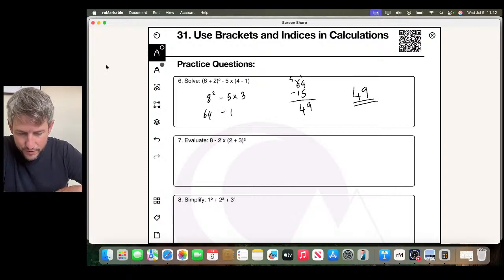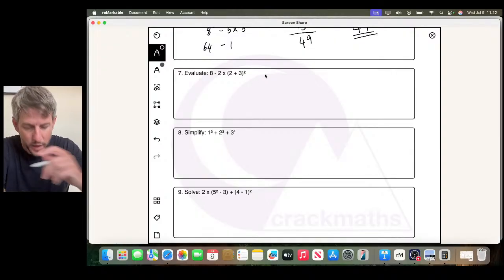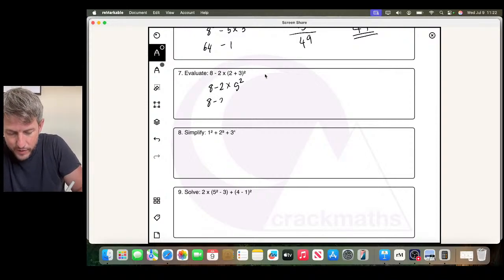Okay, question 7. Evaluate 8 minus 2 times 2 plus 3 all squared. So let's do it bit by bit. So we've got 8 minus 2. I'm leaving this to the end because the takeaway in these situations is actually what we're going to do last. So we've got 8 take away 2 times 5 squared. 5 squared is 25, so we've now got 8 take away 2 times 25.